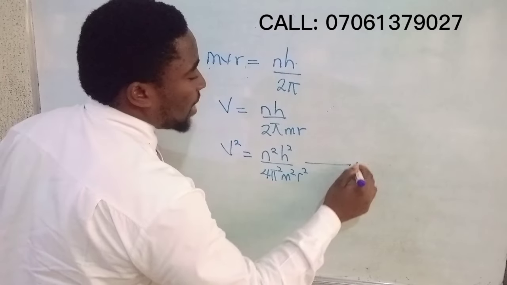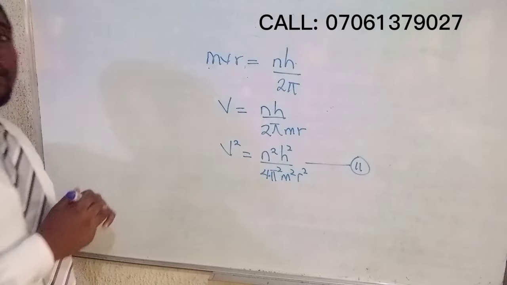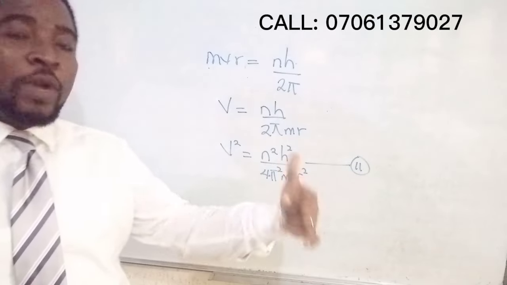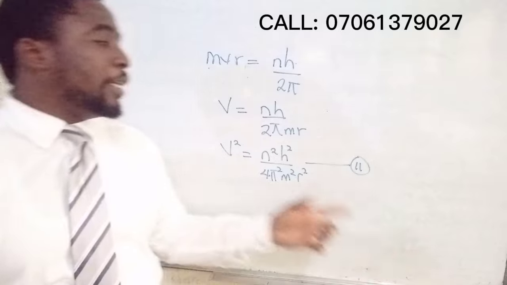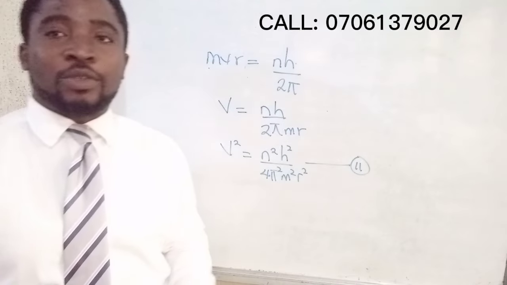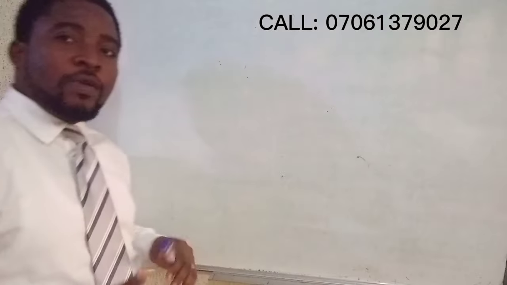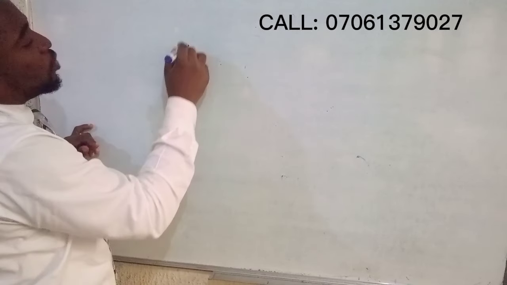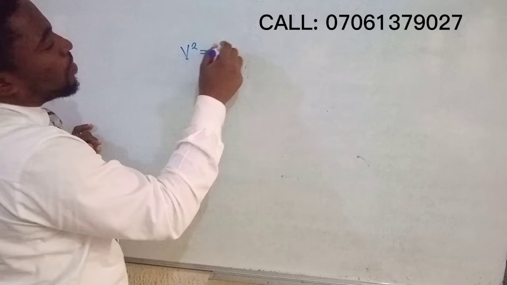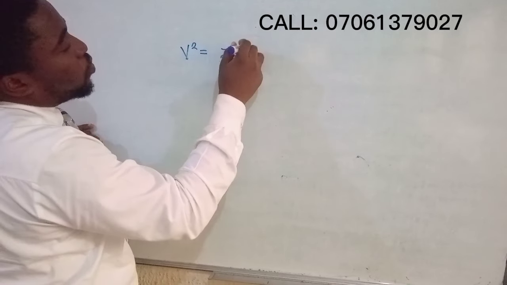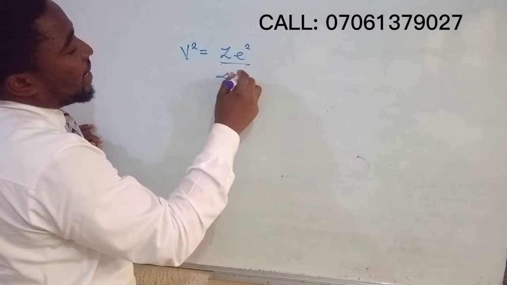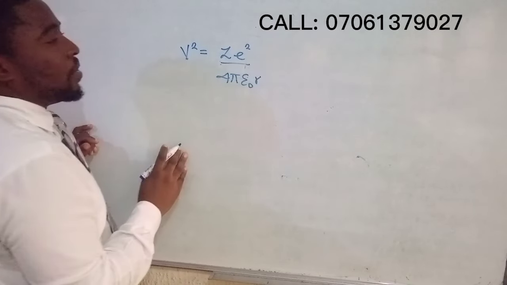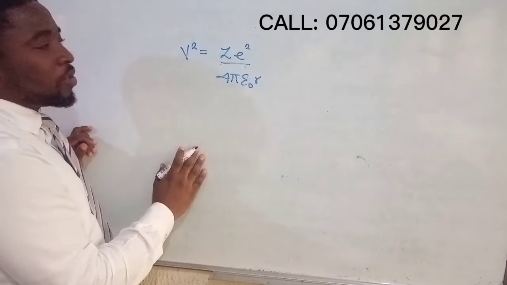So let us call this one equation 2. Now, having produced another v squared, remember in equation 1 we got a value for v squared. So we are going to equate equation 1 and equation 2. I'll be back shortly. Welcome back. Now, remember in our equation 1 we got v squared to be equal to what? Ze squared over 4 pi epsilon naught r. Okay? This was what we produced in equation 1.